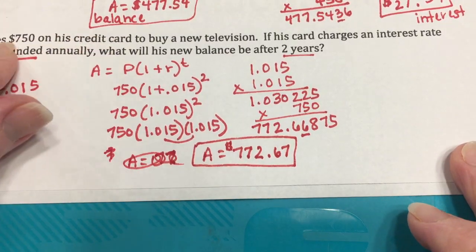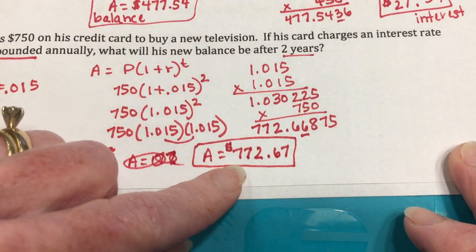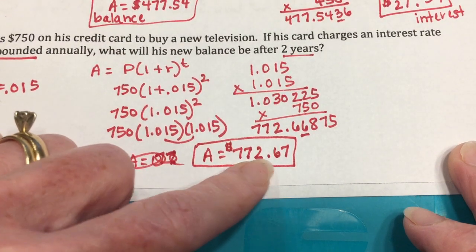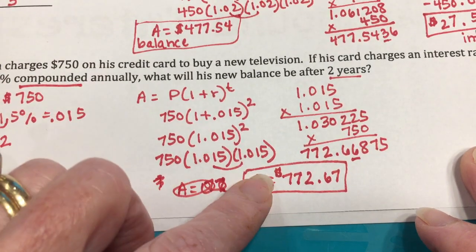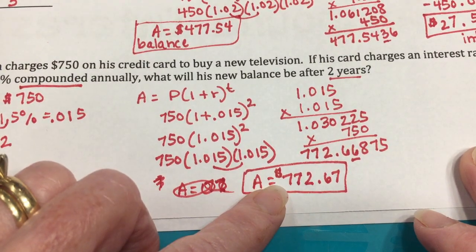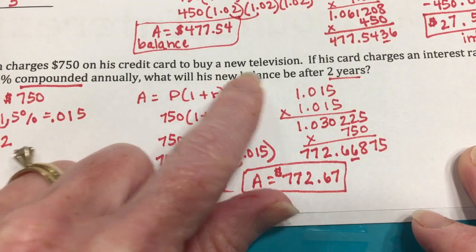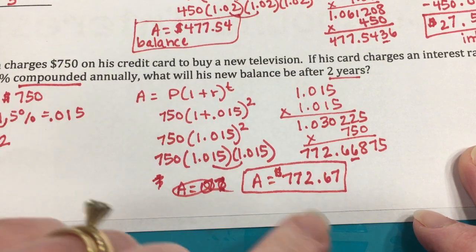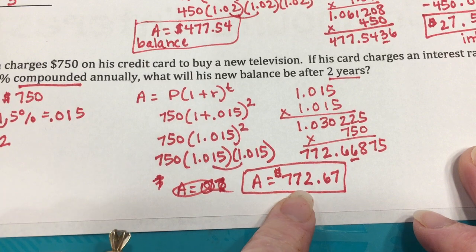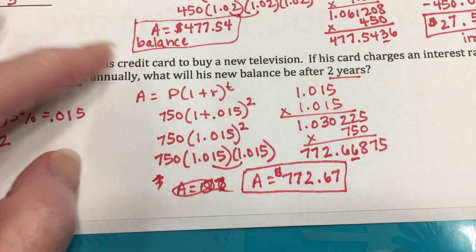So if I had charged $750, that's how much originally the television cost me. At the end of the 2 years, though, now it costs me $772.67. So this is one of those cases where compound interest is not so good for us because now I owe more than I did originally. And if I keep postponing paying for this, it's going to get bigger and bigger. So that's the amount that I owe now, and that's all they want, is the balance. So I can stop here because I've answered the question.